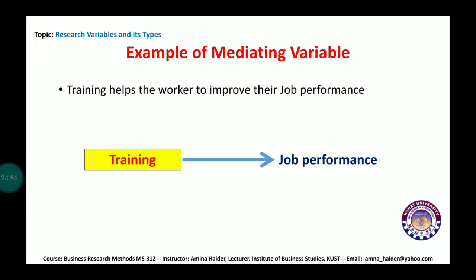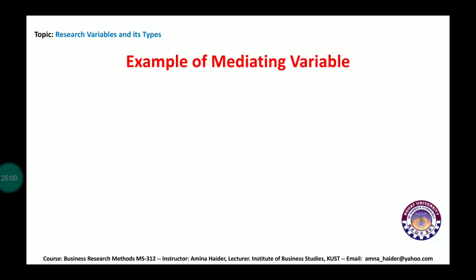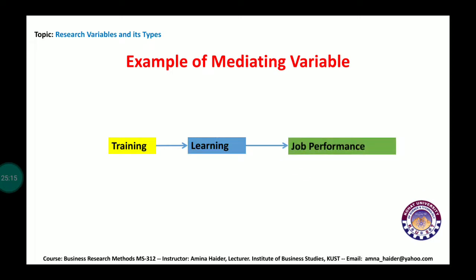So explaining it in terms of a mediating variable, what is the Y factor between training and job performance? Training improves learning and learning improves job performance. So learning is the Y factor between the independent variable and the dependent variable, the middleman between the independent and dependent variable.